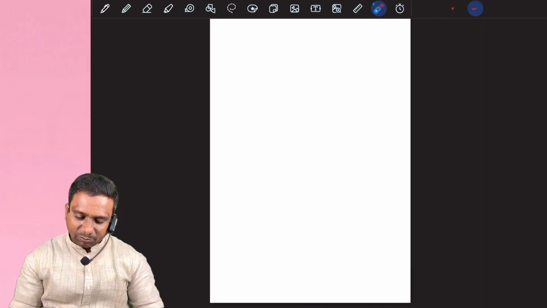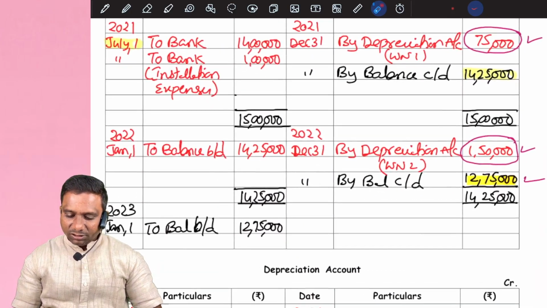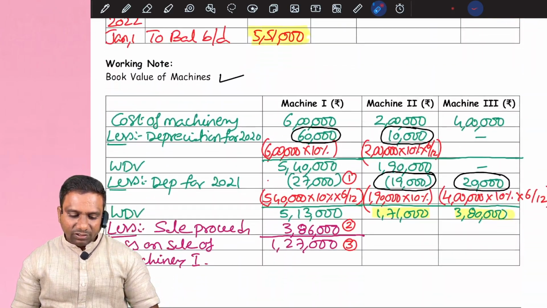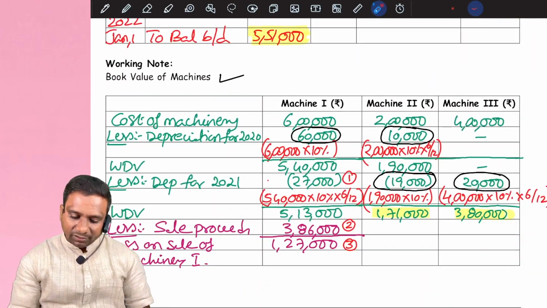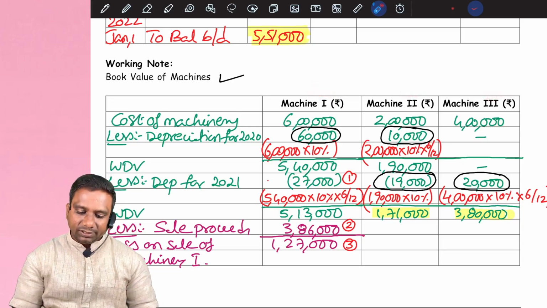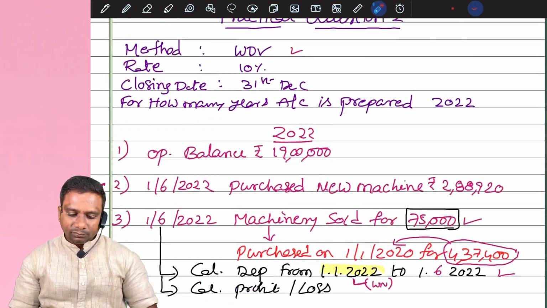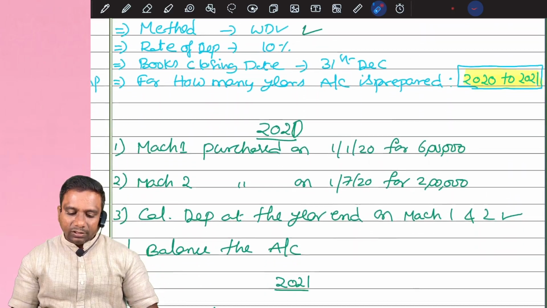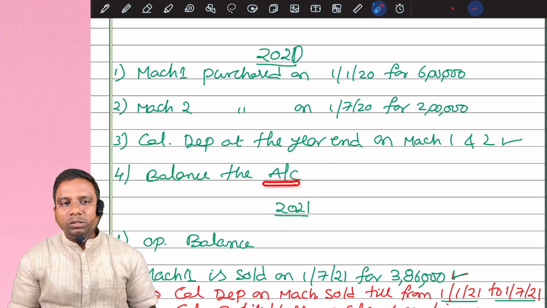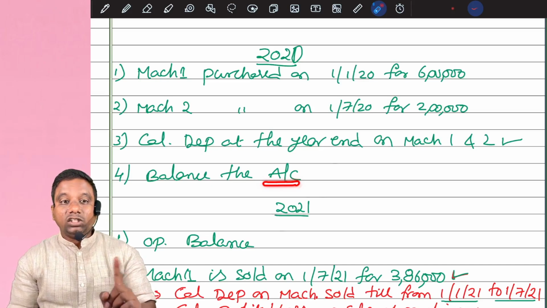Not like this, just a minute. This is illustration 7 now. Yes, illustration 7 working note. Like this: machinery 1, machinery 2, machinery 3. Hope you are following. Next, what happened? At the end of the year, balance the account. Here we are preparing only the machinery account, so this is balanced, not closed.